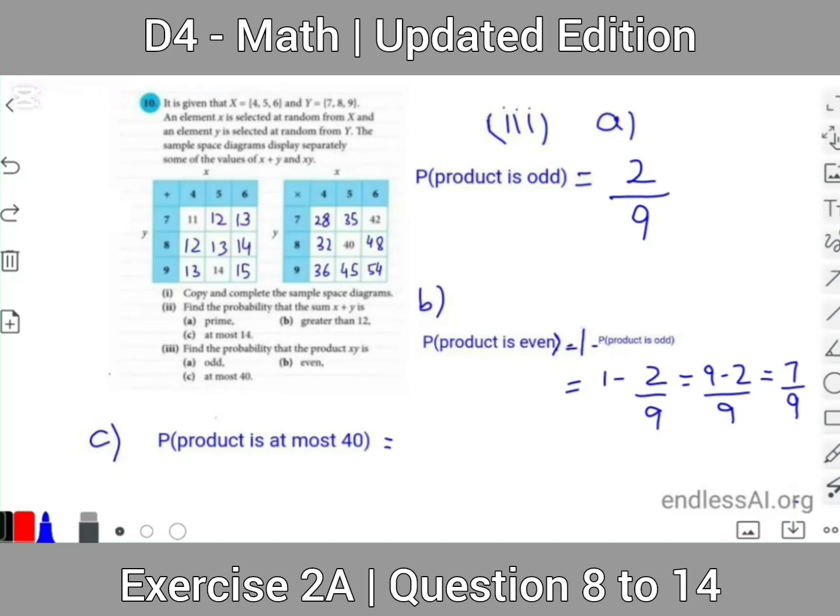Now in part C, the probability that the product is at most 40. So we have to search for the products that are less than 40 or equal to 40. Here we have 28, 35, 32, 40, 36. So we have 5 favorable outcomes divided by the total number of outcomes, which is 5 over 9. So the probability that the product is at most 40 is equal to 5 over 9.